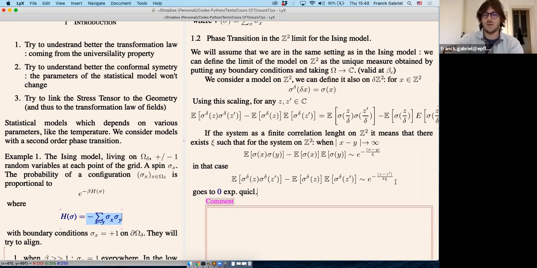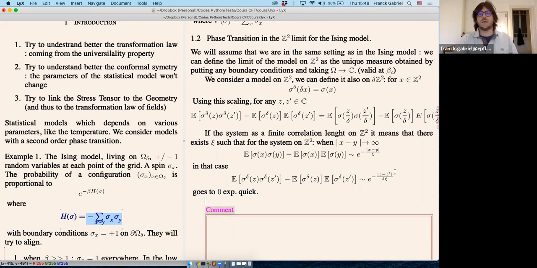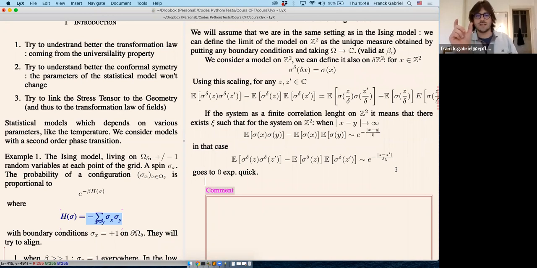Okay. So you see that if the system has a finite correlation length, then this 2-point function goes to 0 exponentially quickly. But is that actually good? Is it something that we hope for?